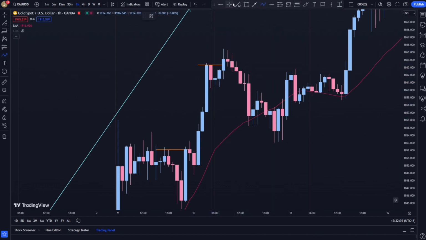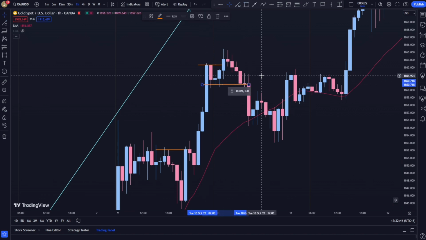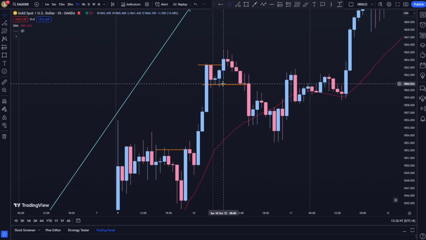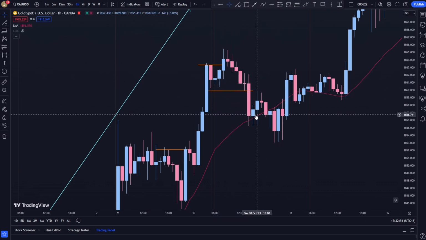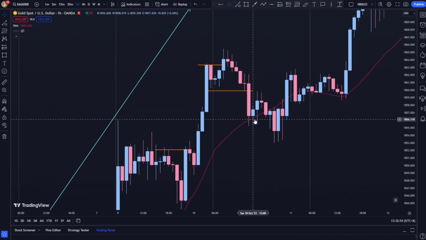So over here, this orange line is the line that has to be broken. Here you can see a wick, so we modify this line to be here. Once this candle breaks down, you can take entries here, and honestly, this will be a scalp.